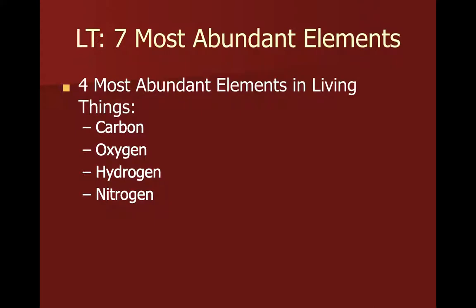Now, oxygen also plays a very important role in especially your metabolism. So, taking food and breaking it down and turning it into energy and those sorts of things. Hydrogen is the most abundant element in the universe. I think like 70% of all atoms are hydrogen. So, why not have them be mostly in your body as well? And then nitrogen is especially important for proteins.